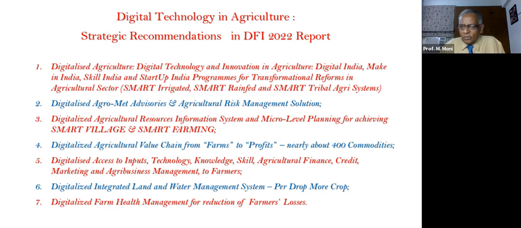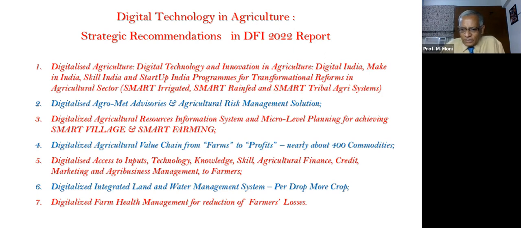Digitalized integrated land and water management systems. Government has announced per drop more crop. Land records have been computerized. Land information system is needed. What is available on the ground, what is available above the ground, and what is available below the ground is essential for building up decision support systems to decide what to grow, where to grow, how to grow, why to grow, and why not to grow. Precision farming.